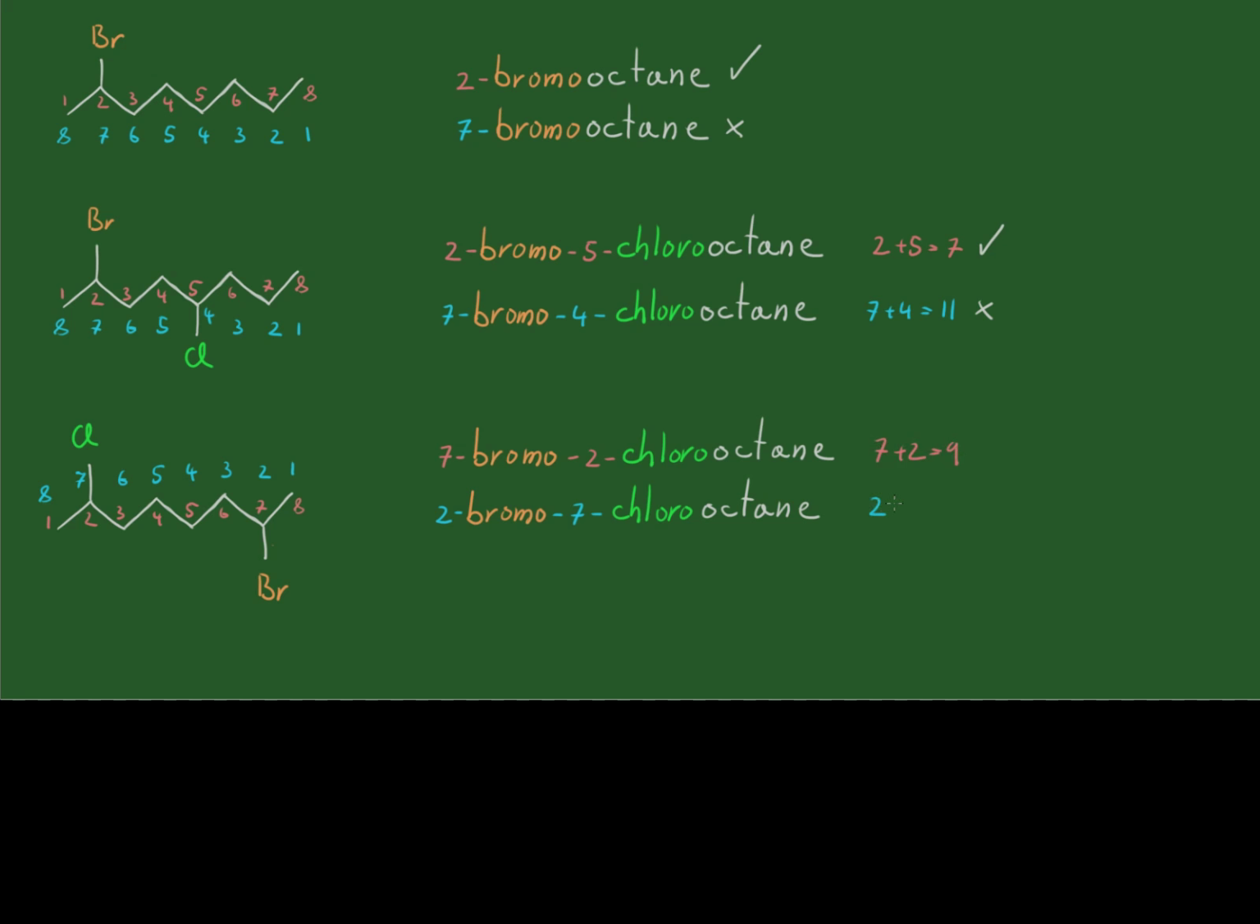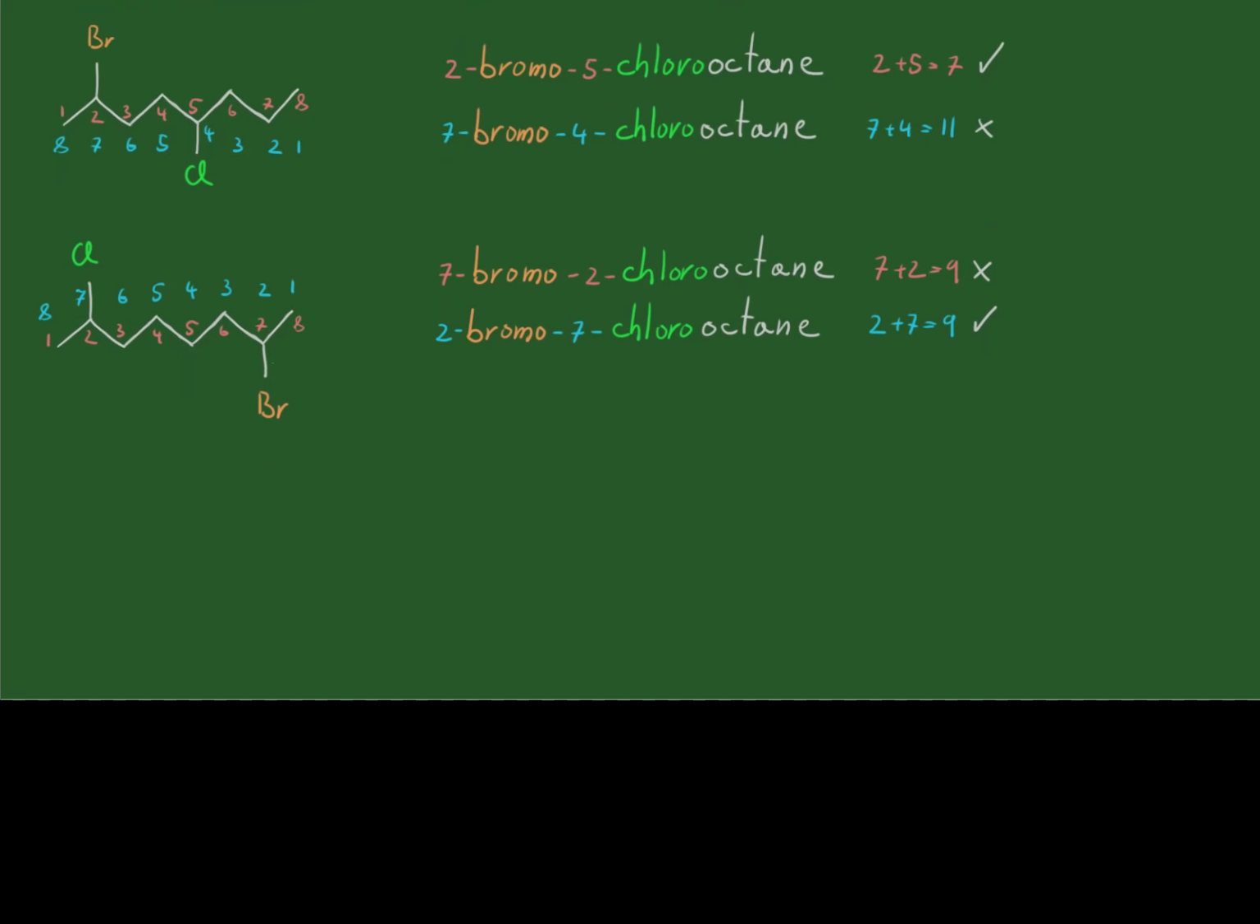In blue, we have 2 plus 7 equals 9. So the numbers are equal. Bit of a conundrum. Luckily, the nomenclature rules have a provision for that as well. If the numbers end up being the same, then your aim is to give the substituent with the higher alphabetical rank the lowest number. In other words, A before B, B before C, C before D, and so forth. B before C, so bromo before chloro. Therefore, this one is correct, this one is incorrect.